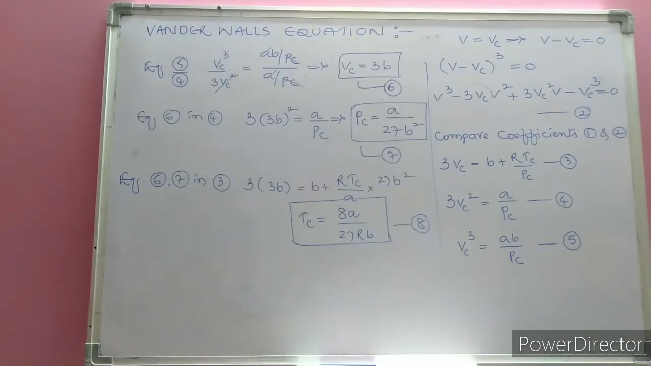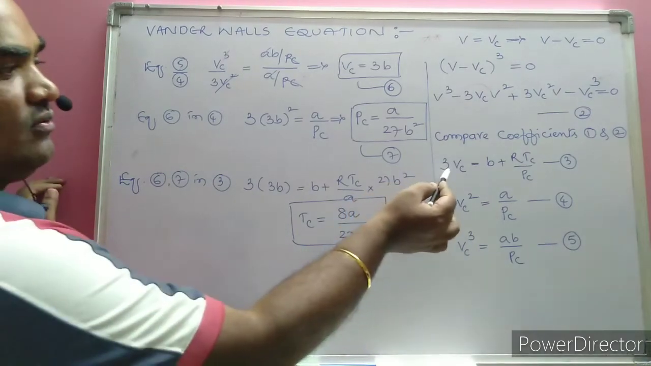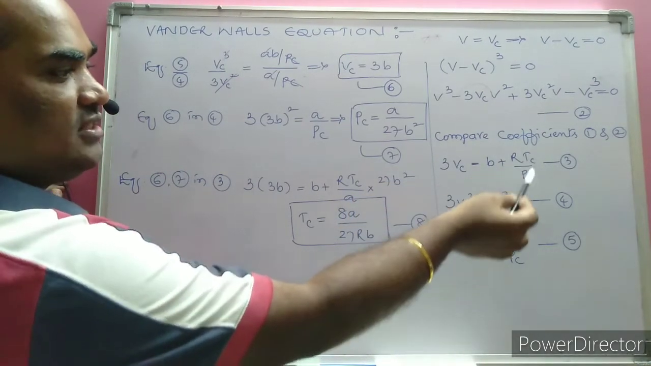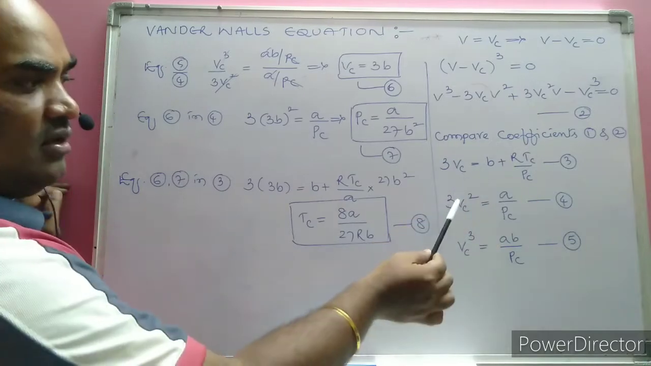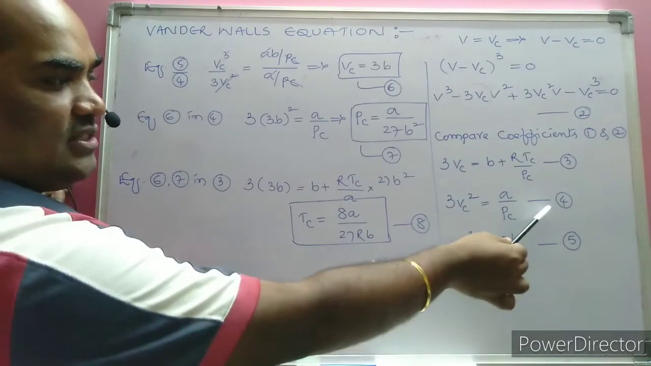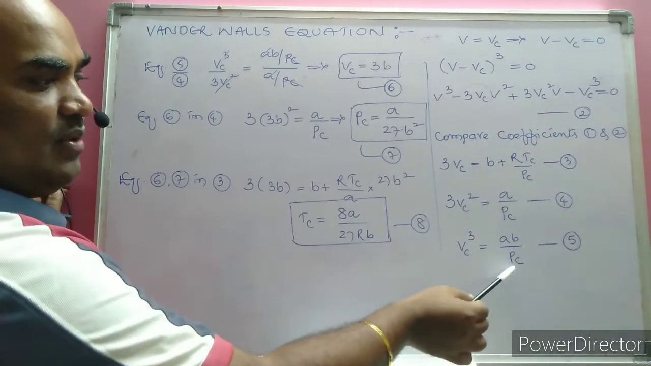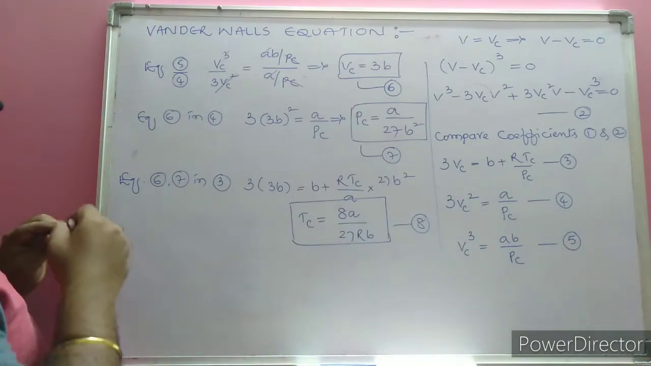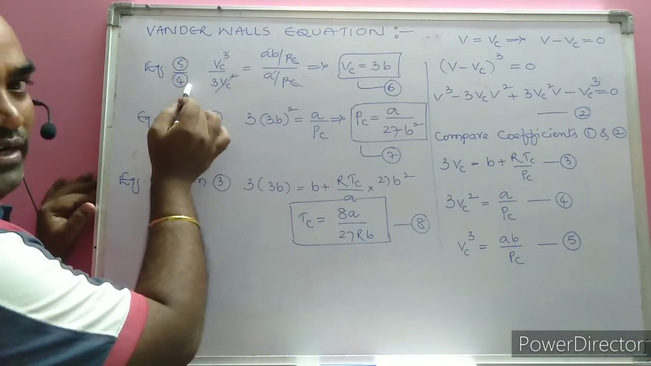calculation of critical parameters. 3Vc is equal to b plus RTc by Pc, equation number 3. 3Vc squared is equal to a by Pc, equation number 4. Vc cubed is equal to ab by Pc, equation number 5. Now equation number 5 is divided by 4.